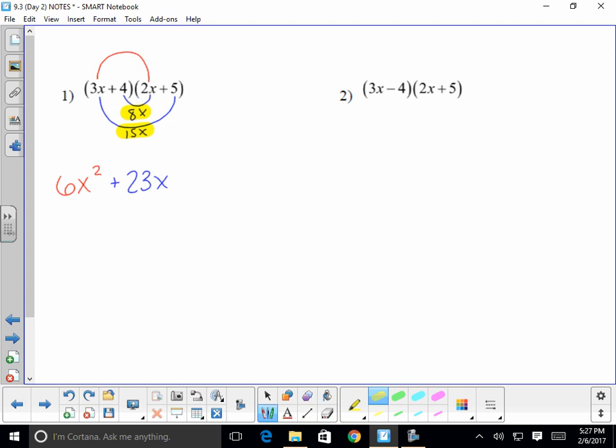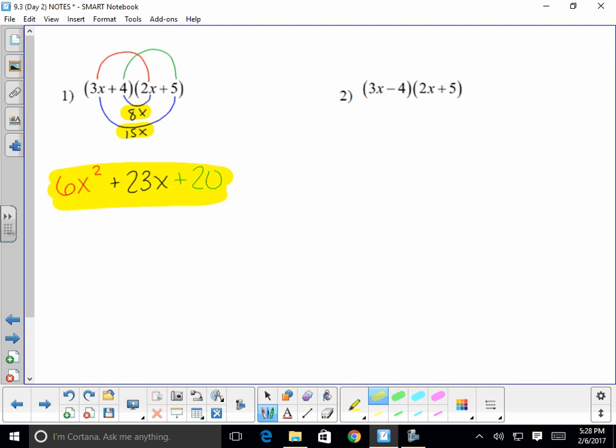And then after you multiply, I want you to combine those 2 terms and write that down after the 6x squared. So yes, this is going to be mental math. And then the last terms, 4 times 5, is positive 20. So our final answer is 6x squared plus 23x plus 20.